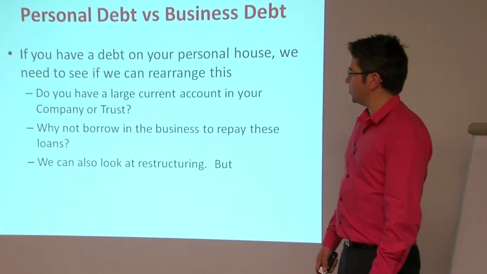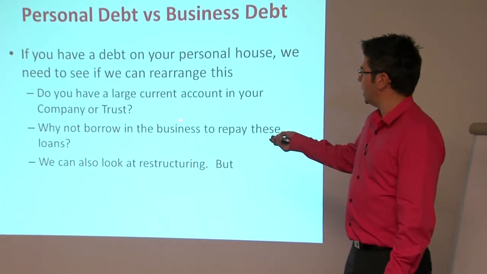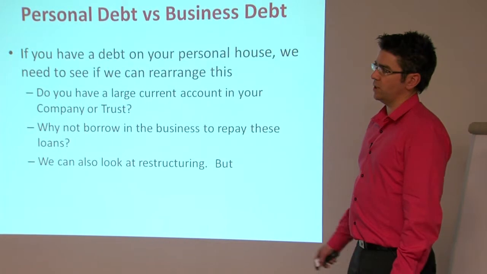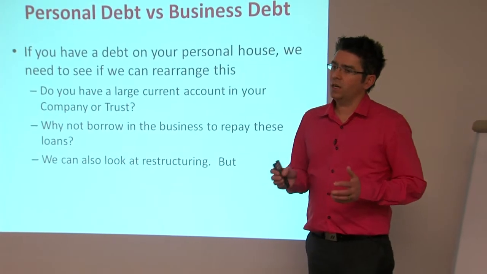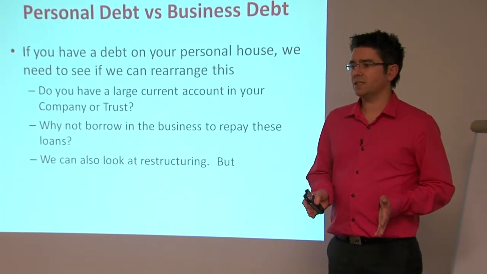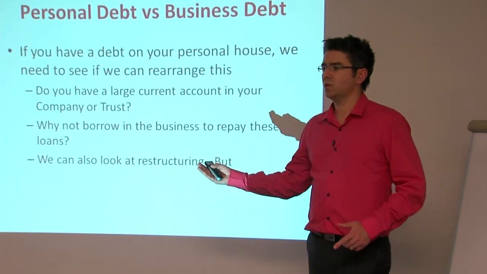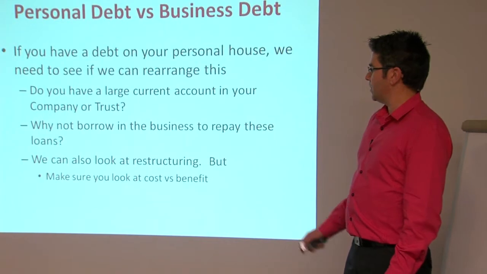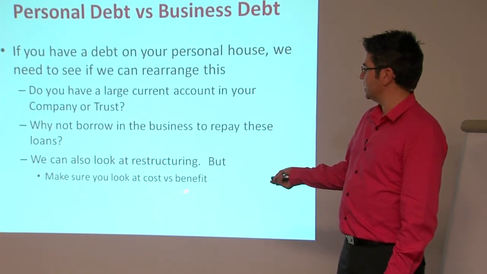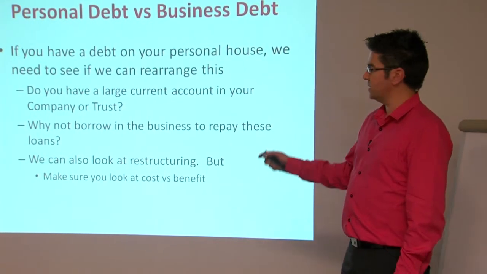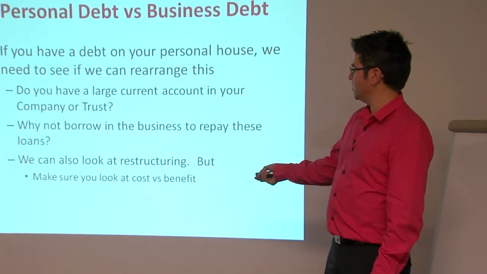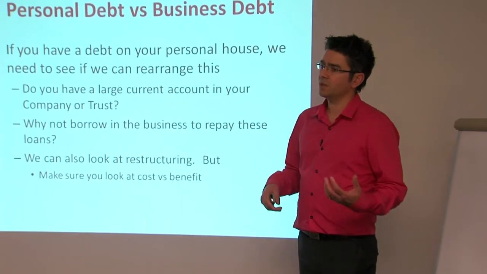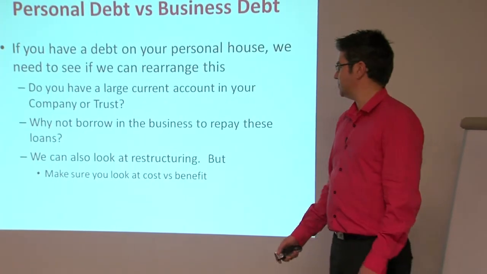We can also look at restructuring this debt. So if you don't have a large current account in your company or trust, we can also look at restructuring. A common way is selling rental properties in your personal or partnership name and selling them into a company or a trust. What you need to be very careful with this is that the cost is less than the benefit. There's no point in it costing you $5,000 to do it and you're only getting $1,000 benefit from it. So you really need to weigh up the cost versus the benefit.